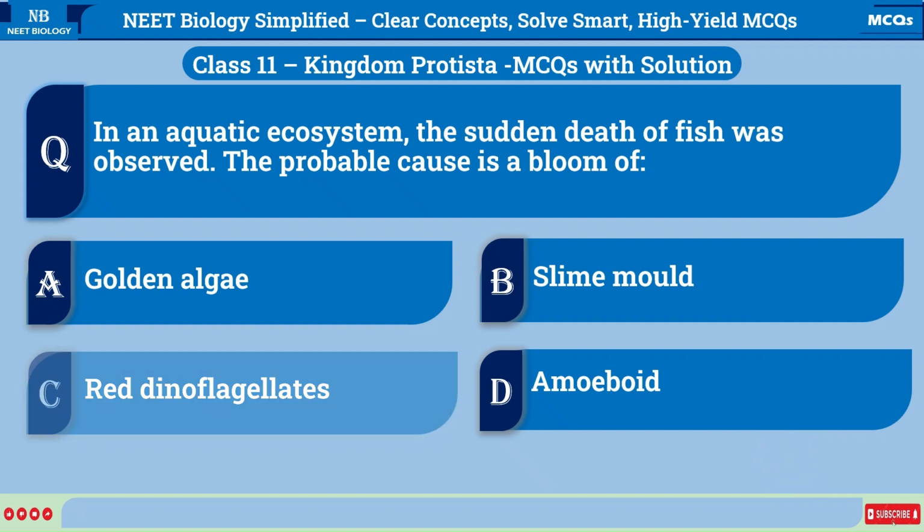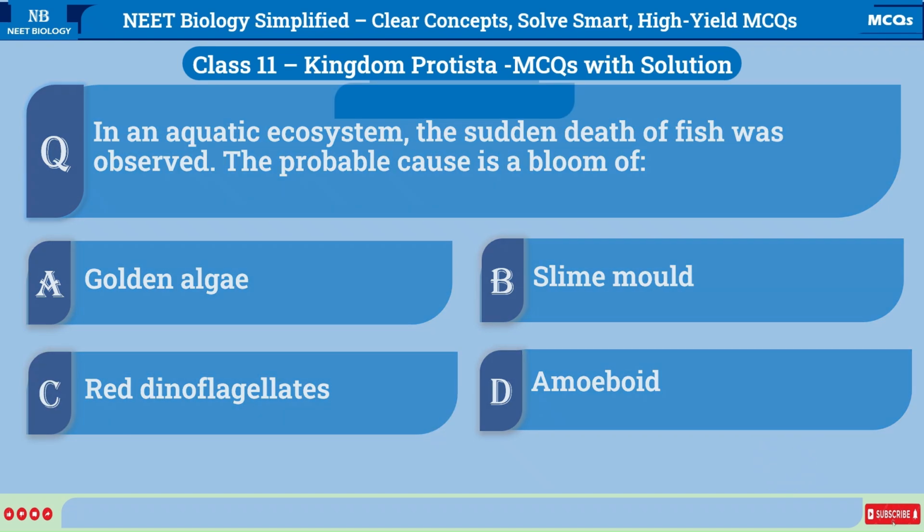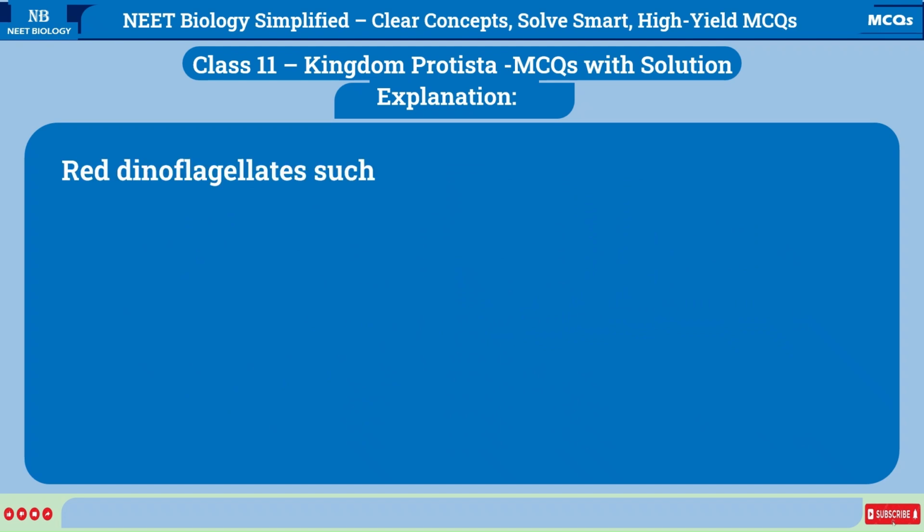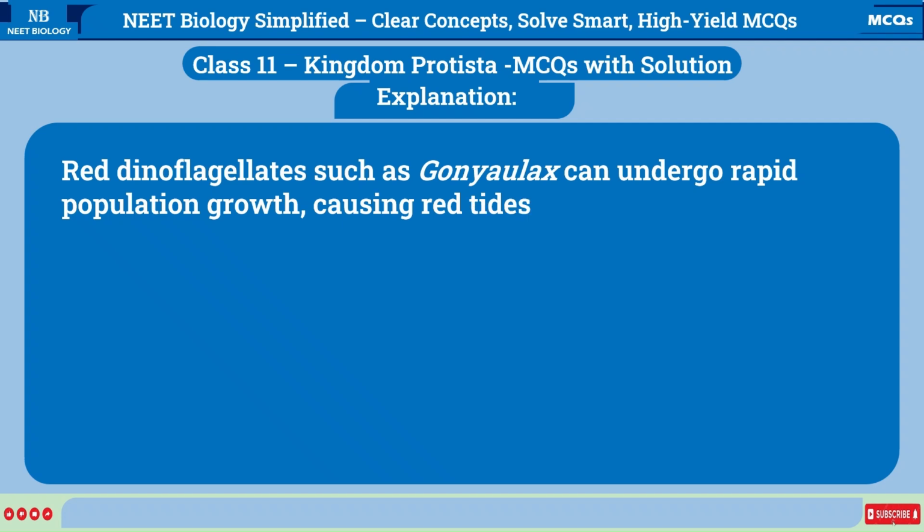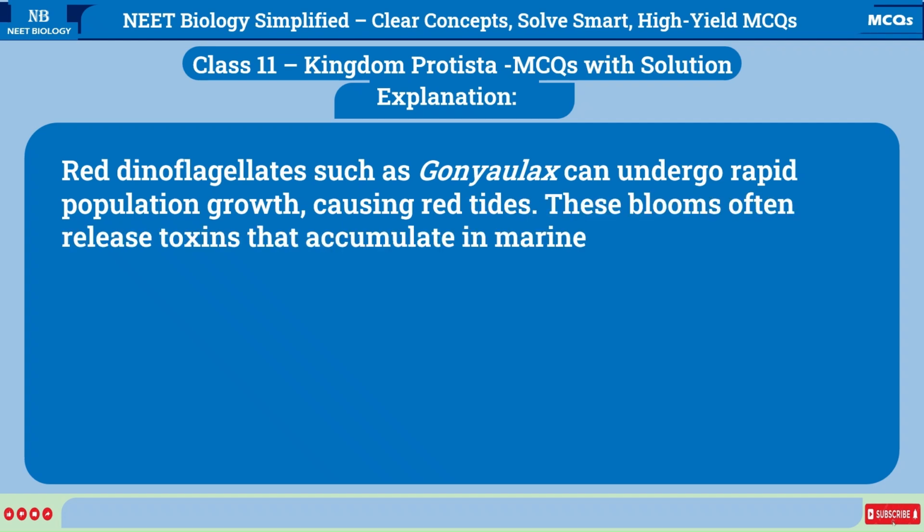Correct answer is C. Red dinoflagellates. Explanation: red dinoflagellates such as Gonyaulax can undergo rapid population growth, causing red tides. These blooms often release toxins that accumulate in marine life, leading to mass fish deaths.